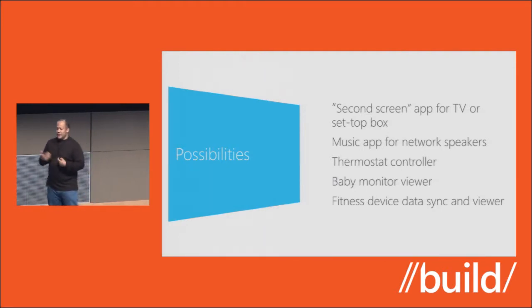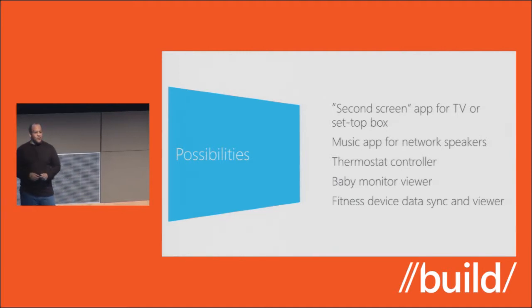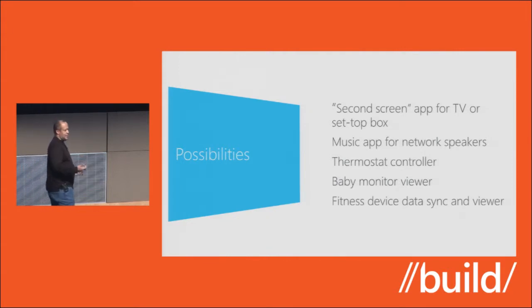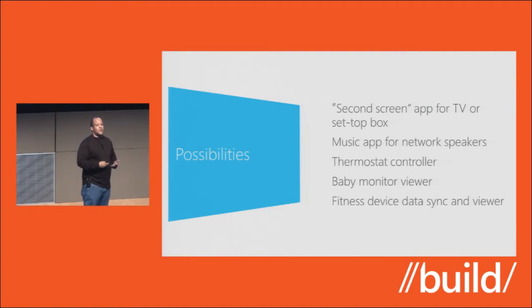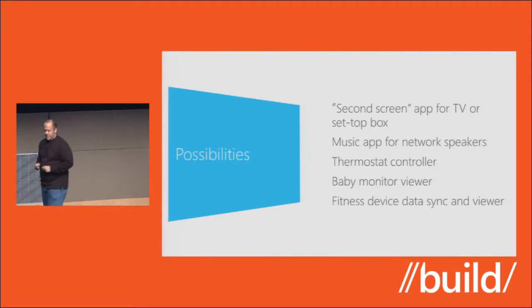Thermostat controllers, you can control home automation. So your alarm system, your appliances, and of course the temperature in your house. You can build applications that interact with these devices in the home to make it so that the user doesn't have to walk over to the wall or walk down to the basement. They can just control it from their couch.